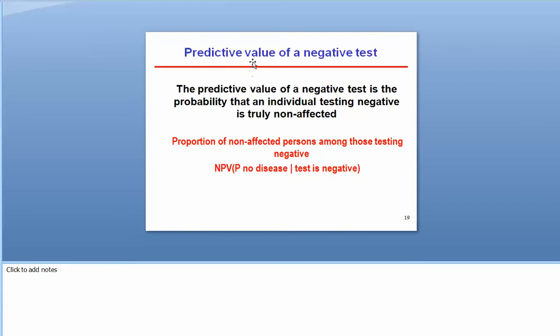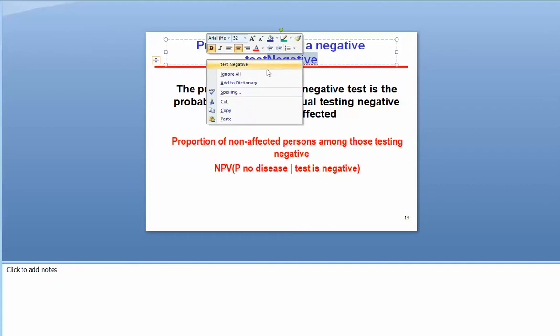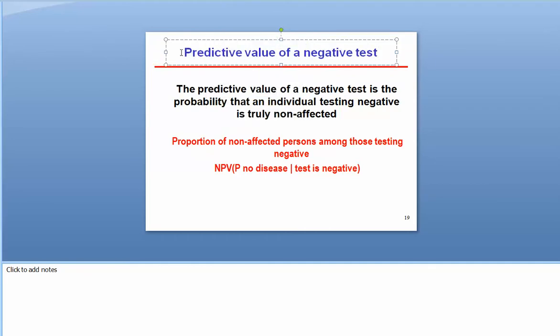Okay, now predictive value of a negative test. I think it should be negative predictive value. Negative, let's see, I think I made a mistake in here. Negative predictive value of a test is, you can see, sort of like an opposite.